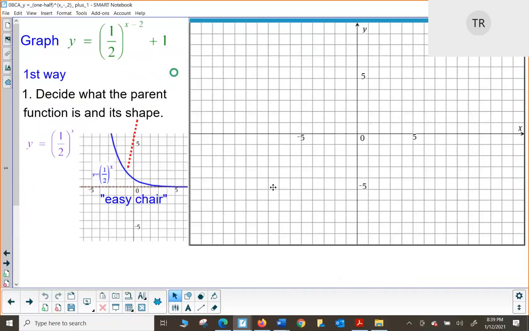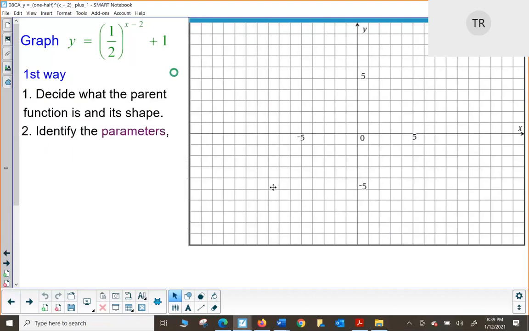We also call this exponential decay. Think of it that way as well. But the easy chair is facing the other way. Normally 2 to the x goes the other direction. Identify the parameters, and what I mean by parameters are values in the expression that affect the graph.